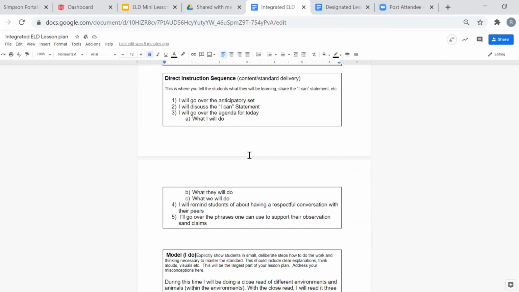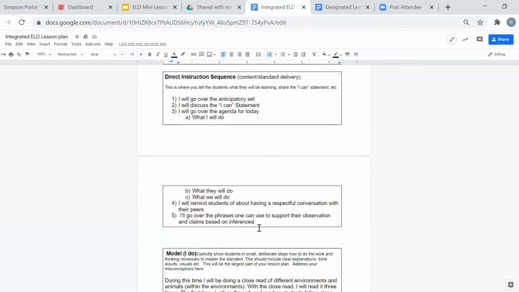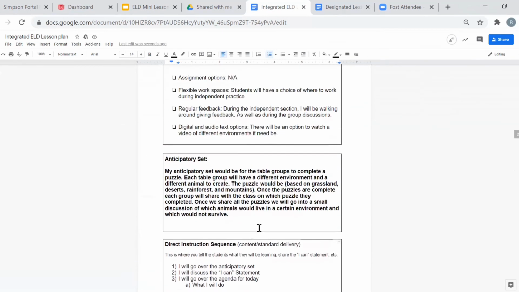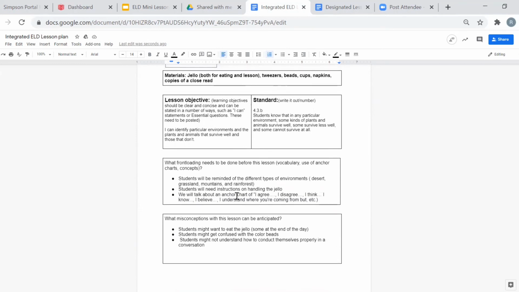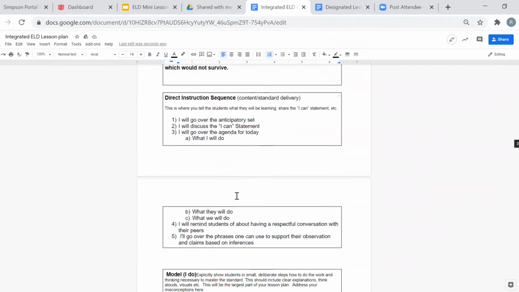And then I'll also remind students of having a respectful conversation with their peers. And I'll go over phrases one can use to support their observation and claims based on their inferences. This will be when I talk about the front loading of the anchor charts of the I agree, I disagree, I think, I know, I believe.